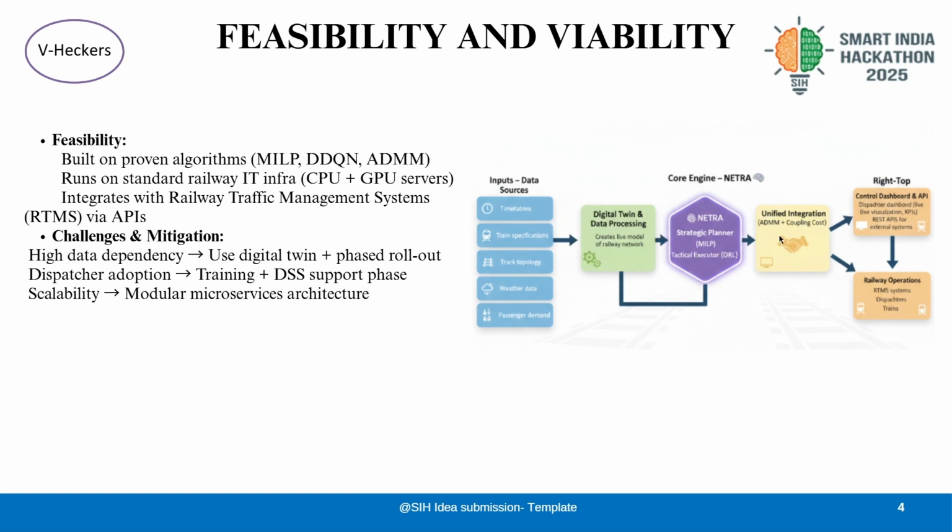We are not naive. Deploying AI in critical infrastructure comes with challenges. Here's how we address them. The first challenge is AI is only as good as its data. Poor quality of data leads to poor decisions. Our solution is that we use digital twins to generate synthetic training data, reducing dependency on incomplete historical records, implementing a phased rollout starting with sections that already have good data collection, and building a validation layer that flags anomalies before they reach the AI. Our second challenge is that inexperienced railway dispatchers might resist AI recommendations, seeing it as a threat to their expertise.